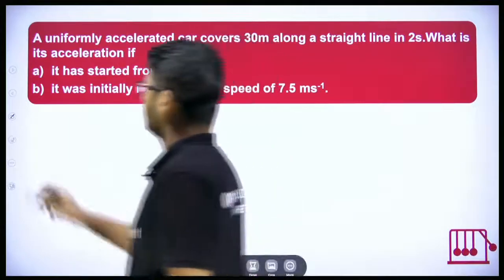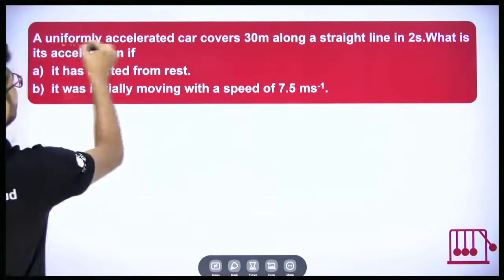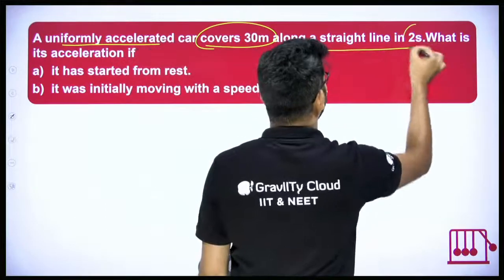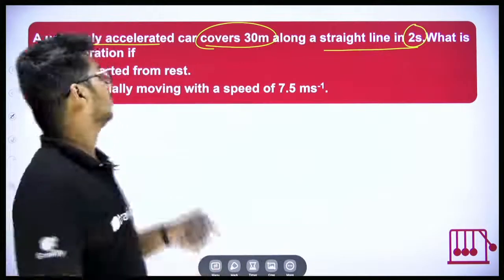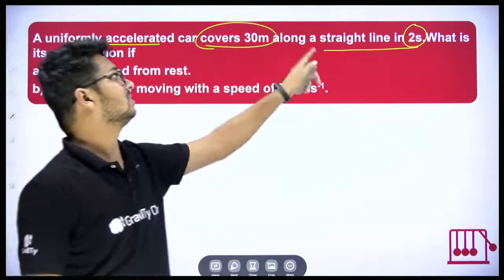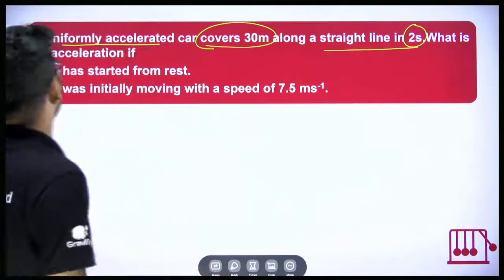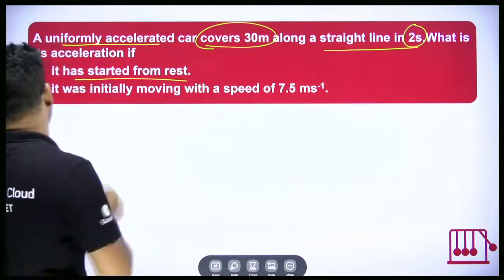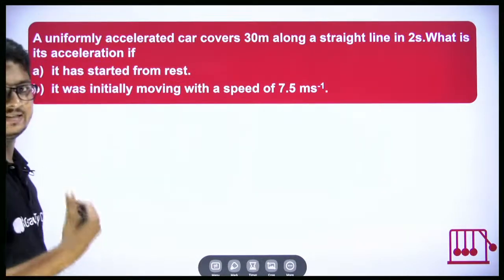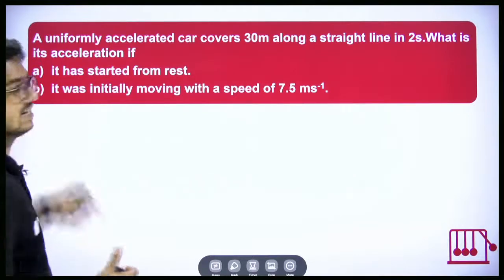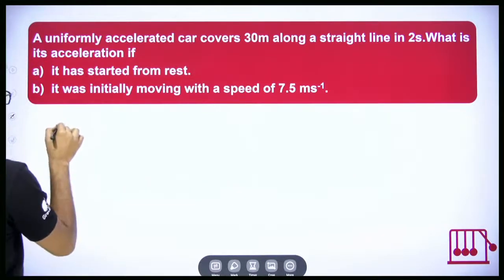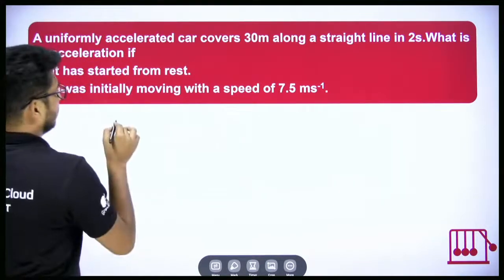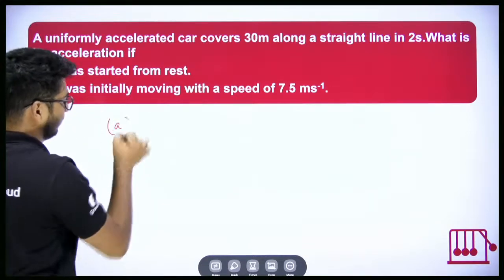Next question. A uniformly accelerated car covers 30 meters along a straight line in 2 seconds. What is its acceleration? We have to find out acceleration if it has started from rest. Now we'll do it in separate ways, because you have case A and case B. So let's go into case A first.